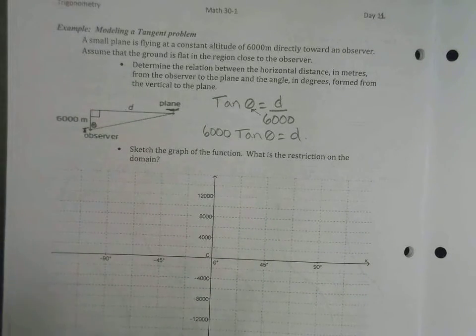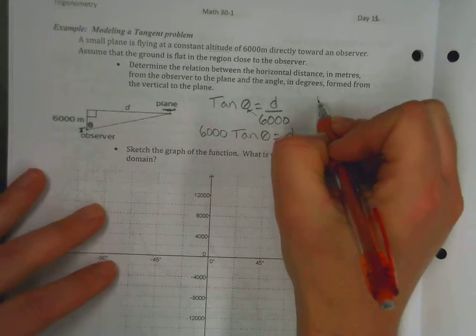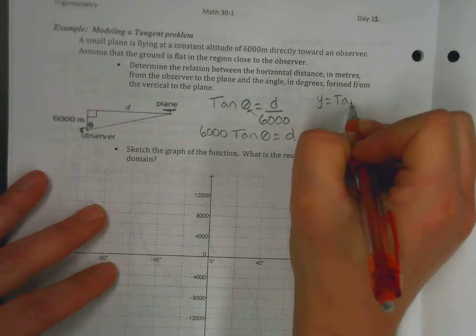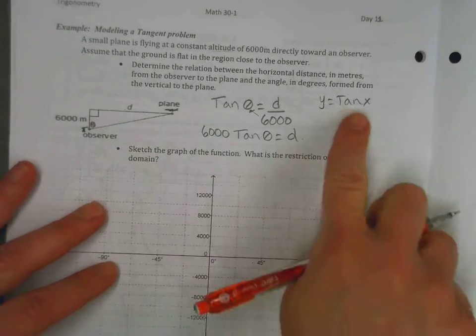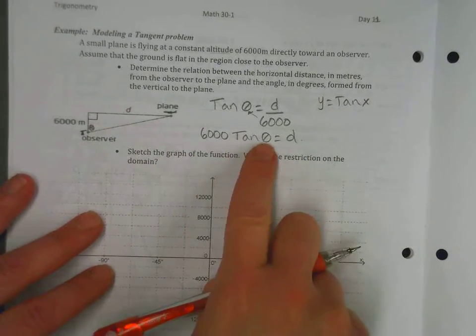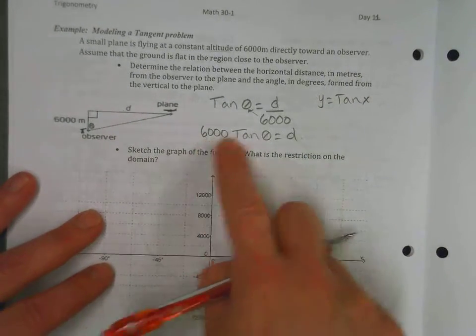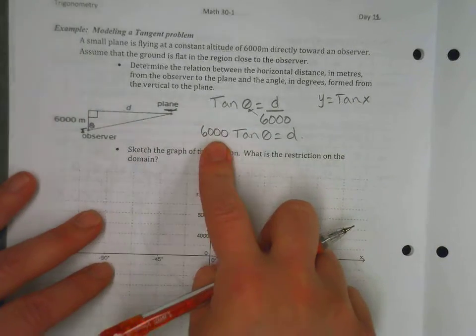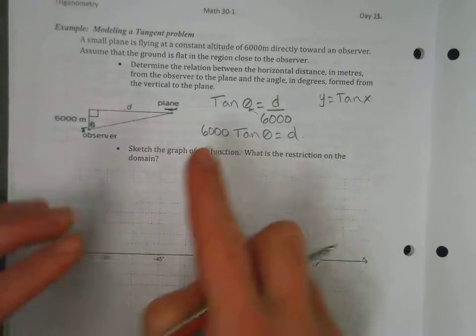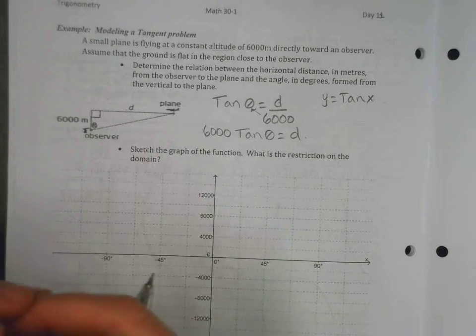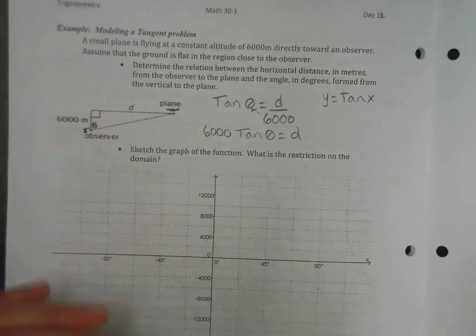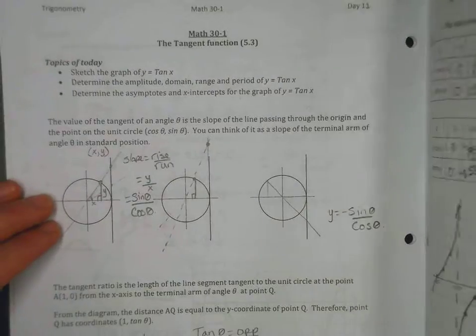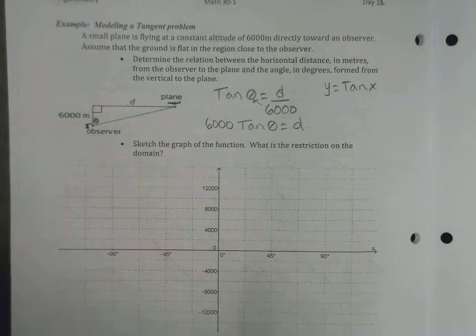So when we think about our tangent graph, thinking about our base tangent graph y equals tangent of x, the only thing that's happening here is I'm getting a vertical stretch on my original tangent graph by 6,000. So those points that were originally at, let's say, 1 and 1 are now going to be at 6,000.